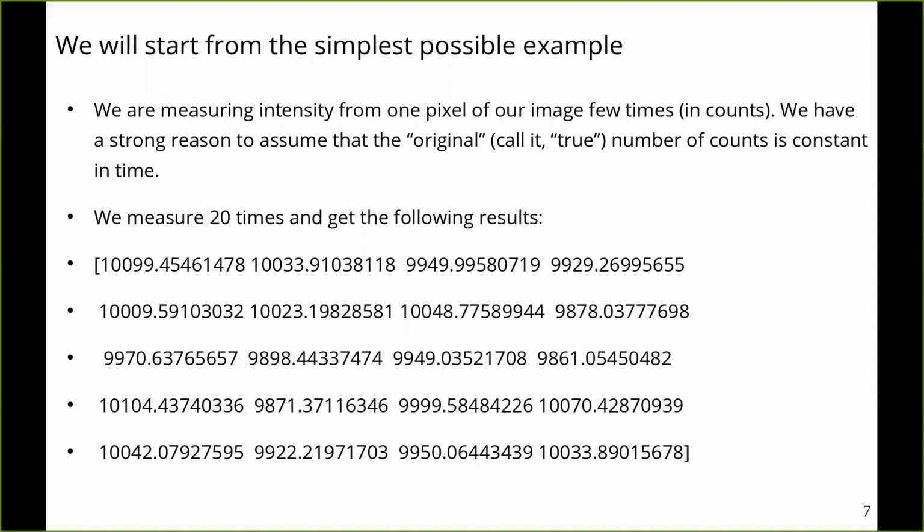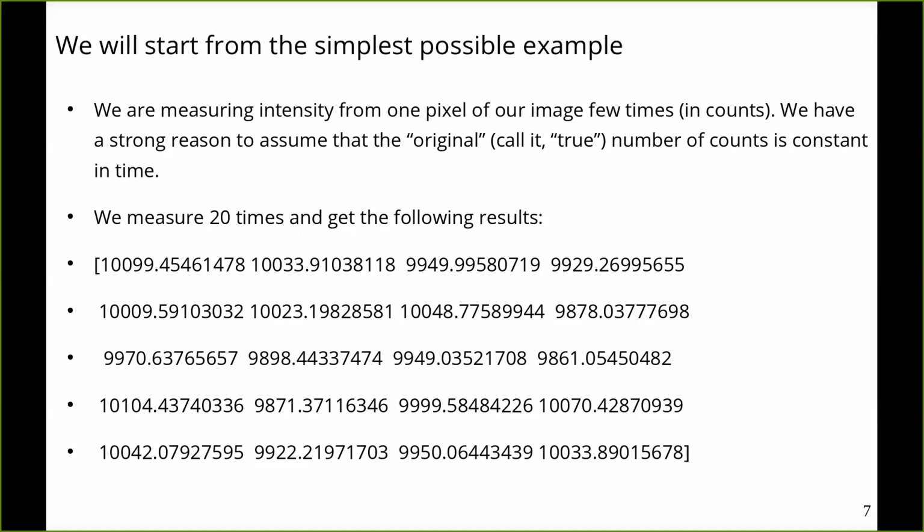So let's start from the simplest possible example. We are looking at a chunk of the sun, and we, for example, are assuming that the intensity, or the number of counts that we receive from that chunk of the sun, is not changing with time, or at least it's not changing fast enough. So we repeat the measurement 20 times and we get different results. And you know now that these different results, which I'm listing here, are all roughly around 10,000, right? Some are more, some are less.